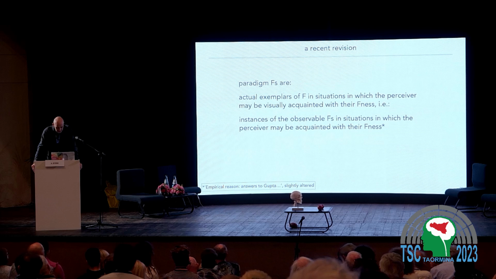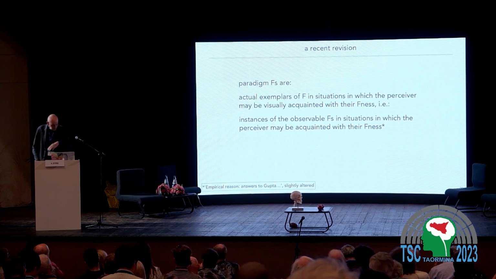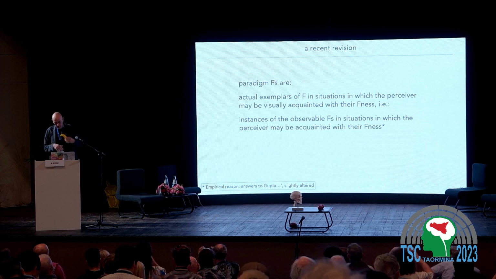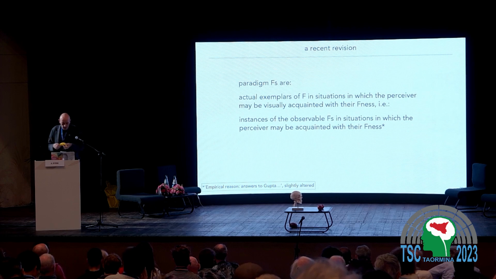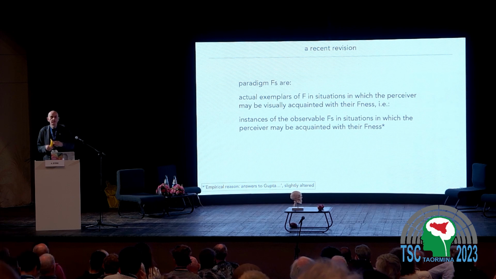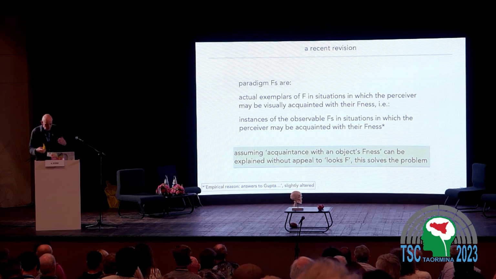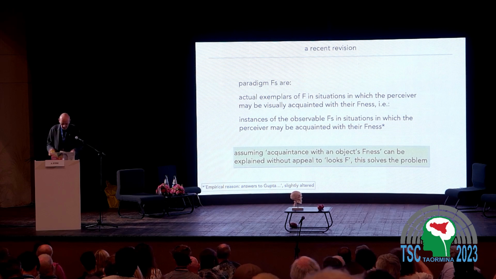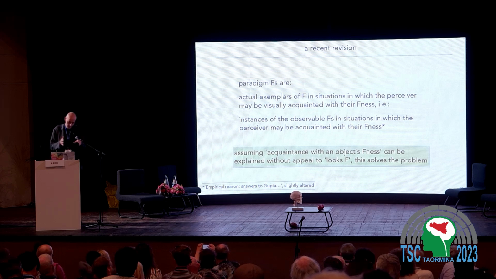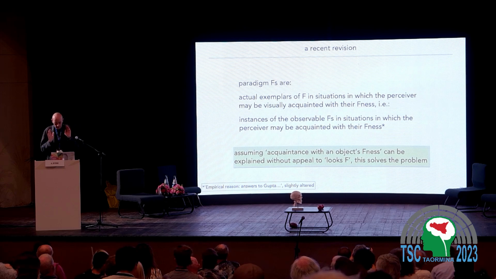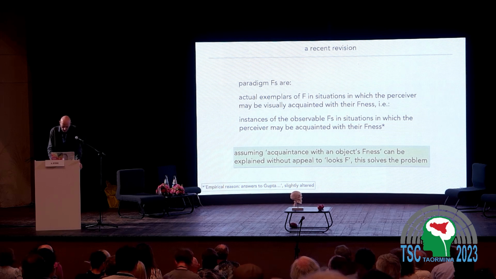Now, Brewer has recently revised his account of paradigms in a way that does, at least arguably, solve that problem. He says that paradigm Fs are actual examples of F in situations in which the perceiver may be visually acquainted with their Fness. To put it another way, they're instances of the observable Fs in situations in which the perceiver may be acquainted with their Fness. So again, this is a bit of technical jargon, visually acquainted with, but at least arguably you could explain what it means without presupposing the notion of looks. At least assuming that acquaintance with an object's Fness, say acquaintance with an object's yellowness in the case of the banana, can be explained without appeal to looks F, then this solves the problem that I was just raising. You can explain the notion of paradigm exemplars without smuggling in the notion of looks.